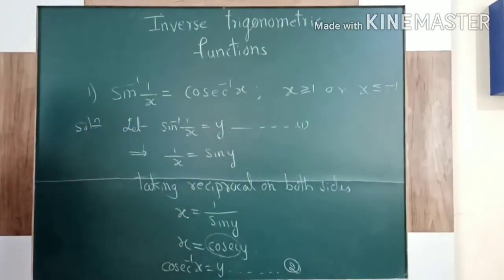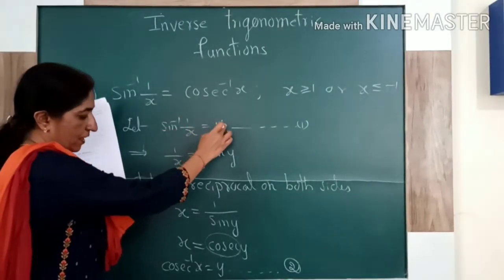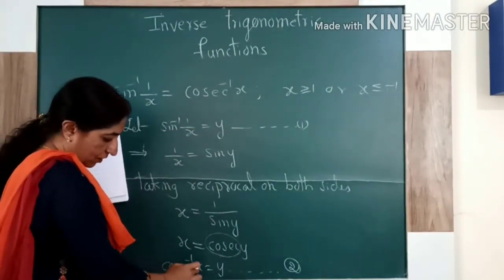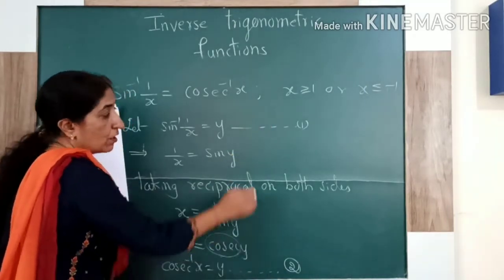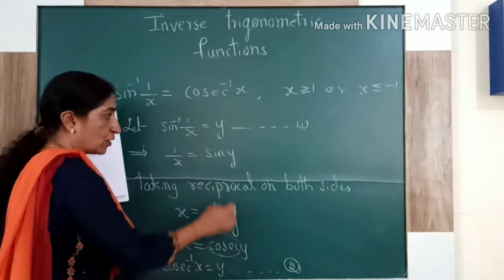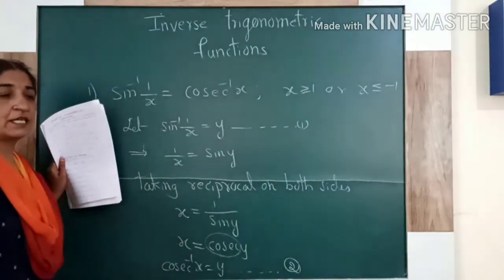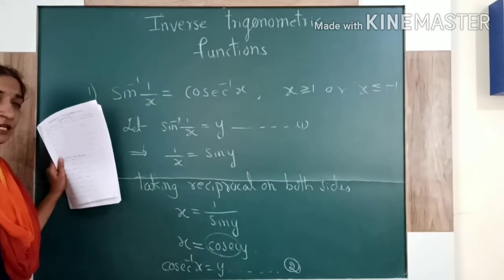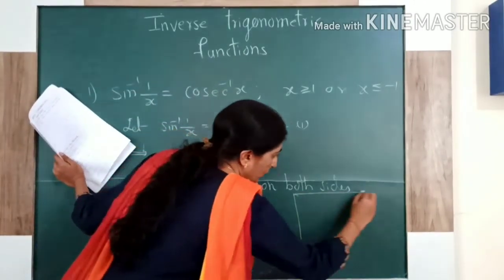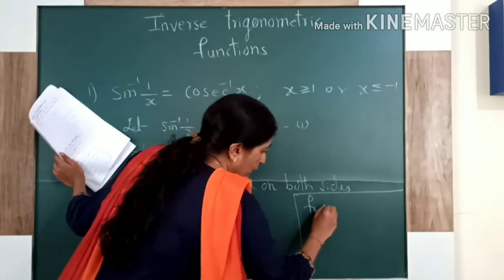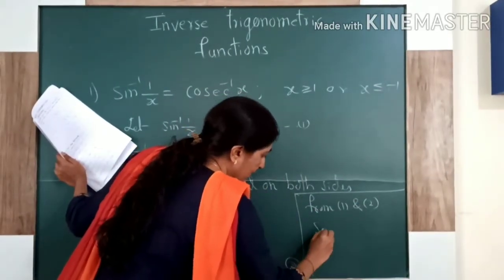See, now we have 2 equations in front of you. One is sin inverse 1 by x is y and the second one is cosec inverse x is equal to y. This is equation 1 and 2. When you observe equations 1 and 2, their RHS are equal. If their RHS are equal in any 2 equations, then the LHS are also equal. From 1 and 2, compare their LHS.